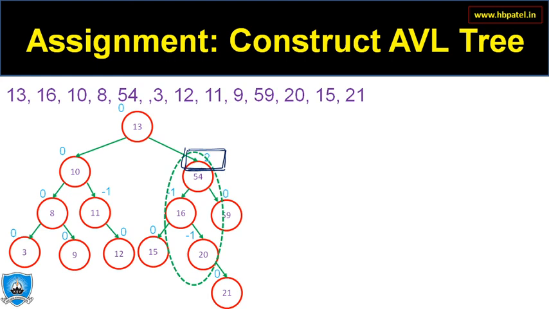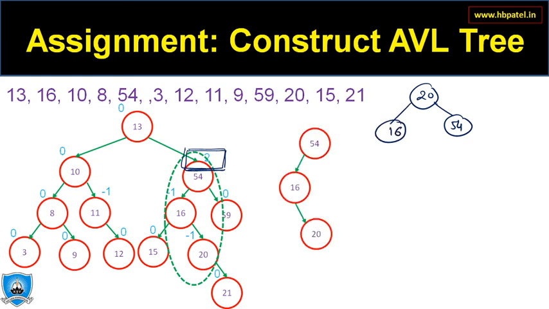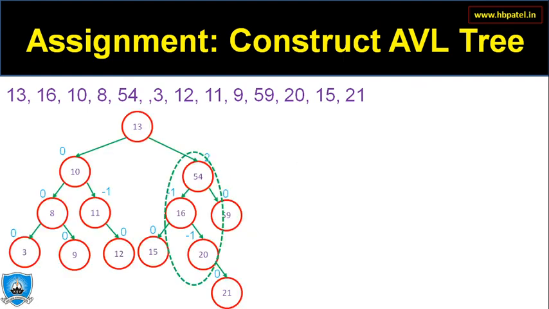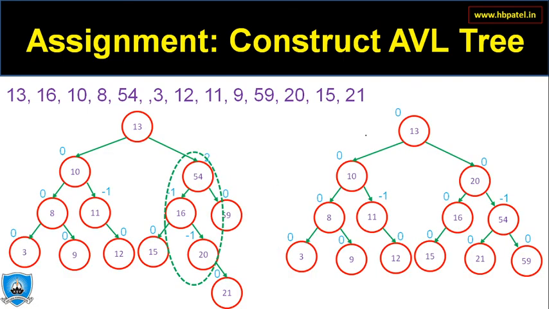So now what I'll be doing, I'll be working on this particular part, 54, 16 and 20. And I know which is the median. 20 is my median. So 54 should go on the right hand side, and this 16 should go on the left hand side. So if I do this, this is my outcome. And now if I put them all together, you can see now I have 20 as a vertex, 16 on left hand side and 54 on right hand side.